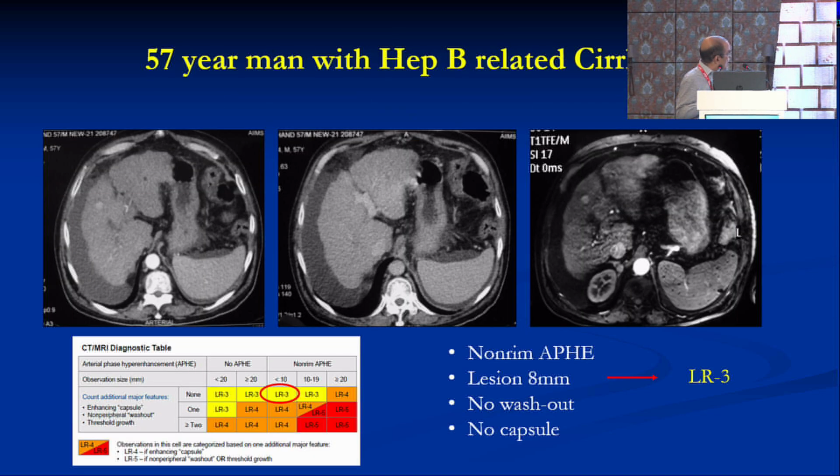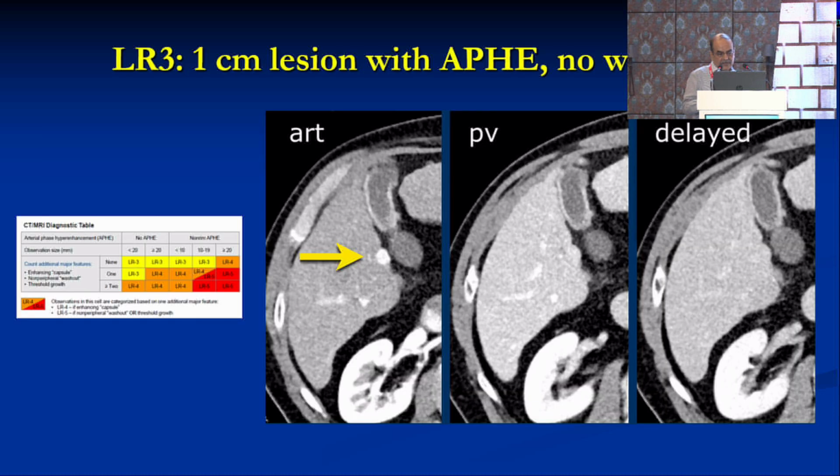Here's a CT where you have this very small 8 mm lesion on the arterial phase. It does not show you any washout on the venous phase. We did an MR also on this patient. Again, we saw arterial phase enhancement, but no venous washout. The lesion is in this column because it's 8 mm. It shows you non-rim arterial phase enhancement. There is no washout, no capsule, and you would categorize this as an LR3 lesion, and the management would be to keep it on follow-up and perhaps repeat an MR after a shorter interval like 3 months.